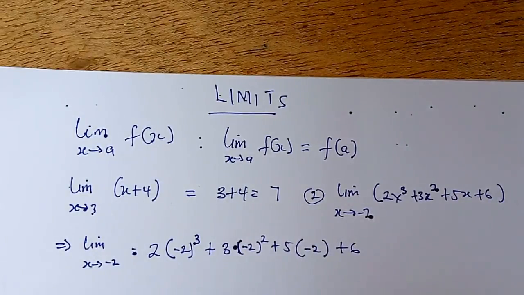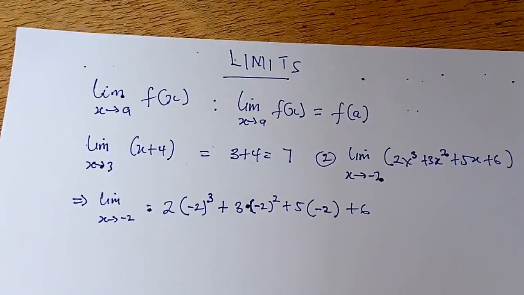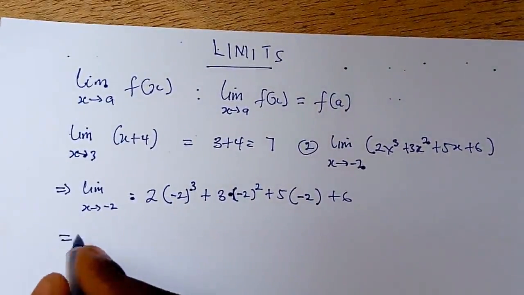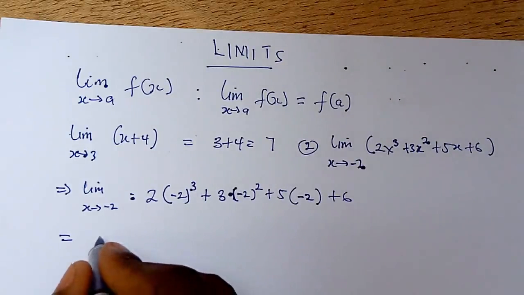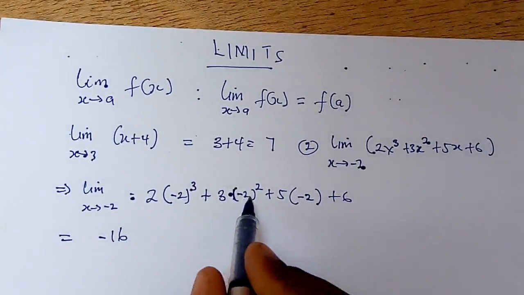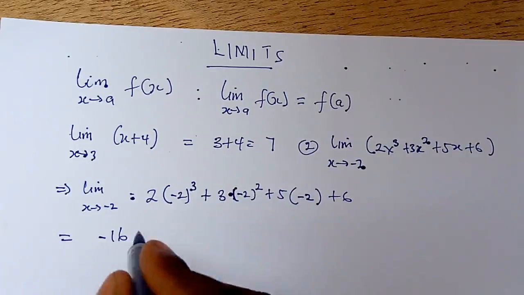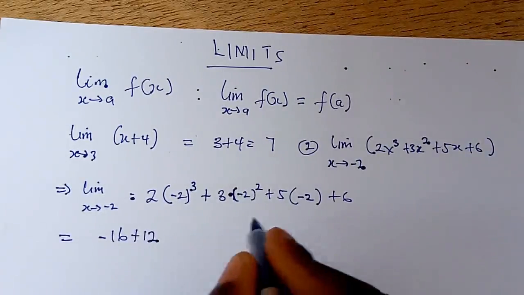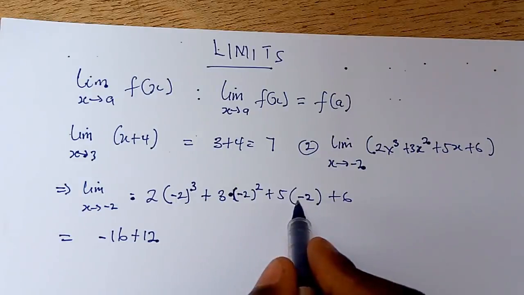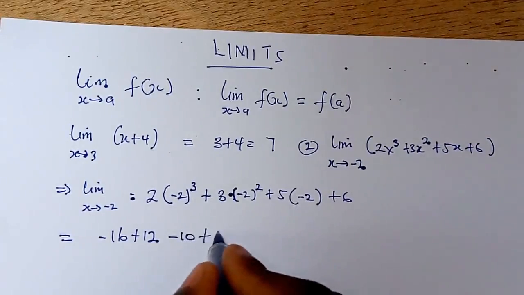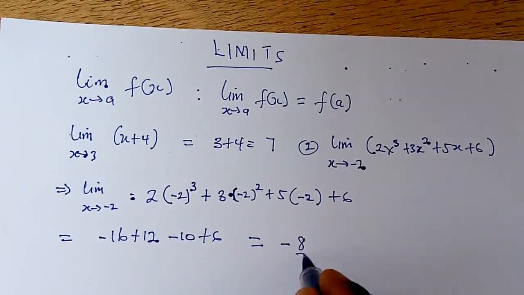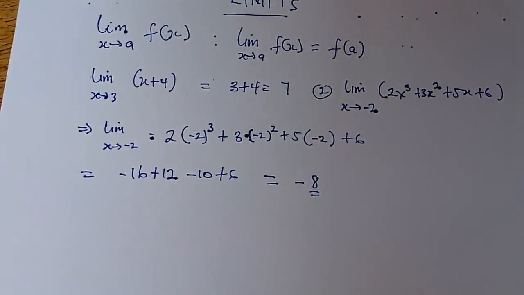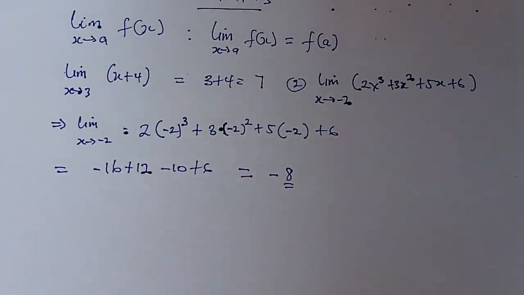So let's try and expand this expression and see the result I will get. By expanding this expression, we have negative 2 raised to power 3, which gives negative 8, times 2 gives minus 16 here. Negative 2 squared gives positive 4, times 3 gives plus 12. And then 5 times minus 2 gives minus 10. And then plus the 6 there. And finally, we will get minus 8 after performing all the operations. So this is basically how we find the limiting value of an expression.